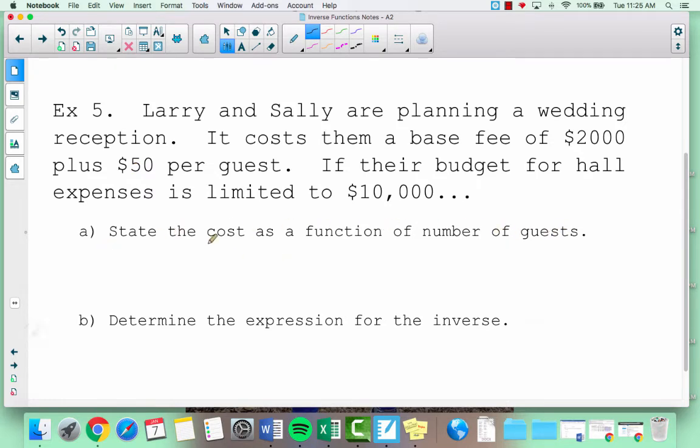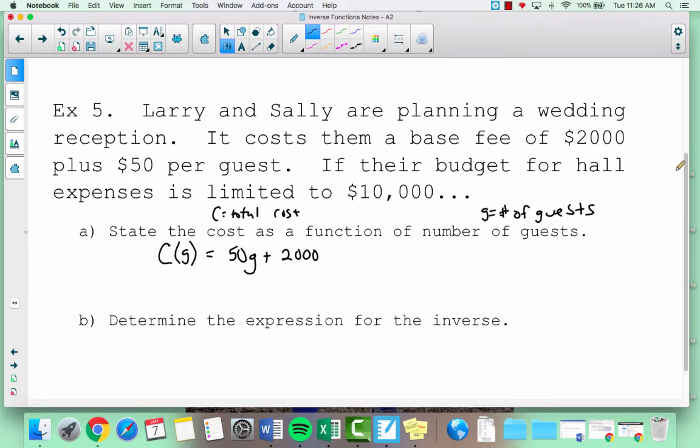So we need to know what our variables are first. We'll say that C is the total cost, and then G is the number of guests. So labeling your variables is very important at the very beginning. And now we want to write a function, or in other words, we want to write an equation using these two variables. So we'll start off by saying the cost, which is dependent on the guests, so C of G, is equal to the $50 per guest plus that base fee of $2,000. So this equation represents how much they would have to pay based on the number of guests that they have.